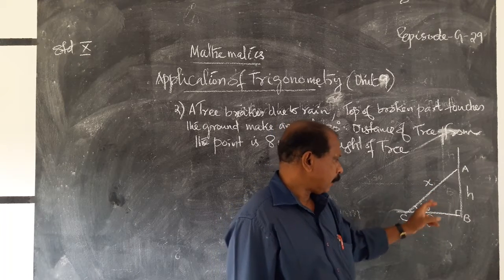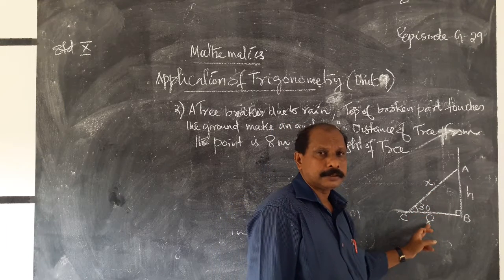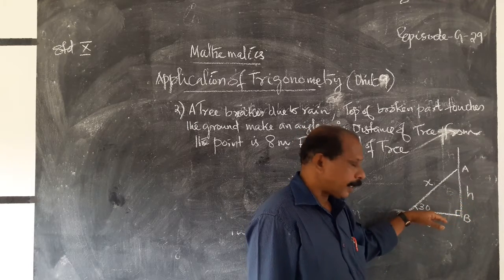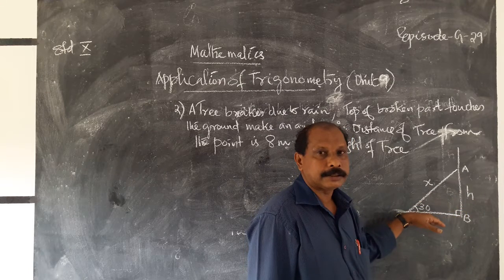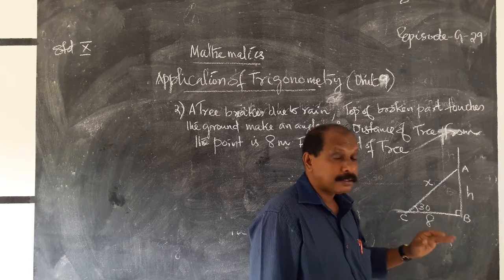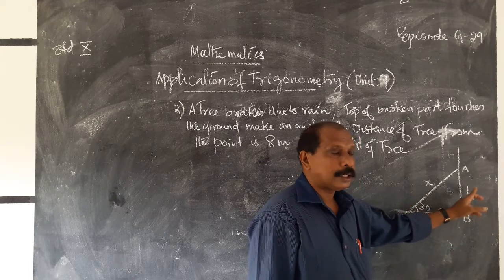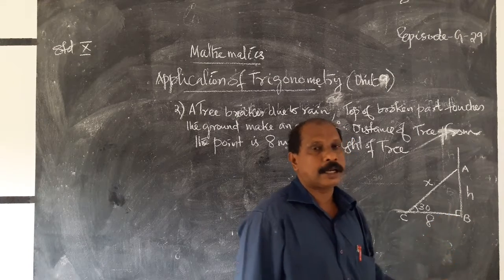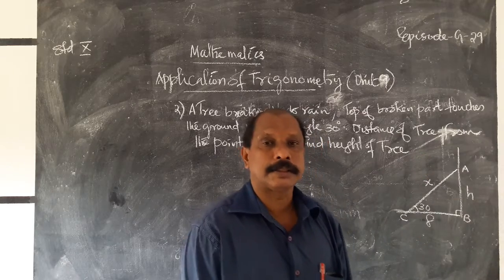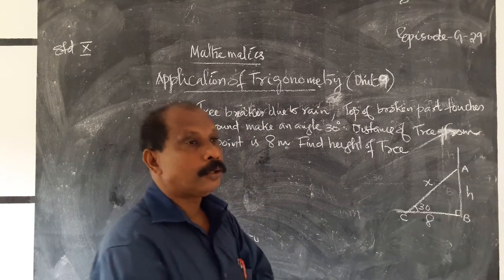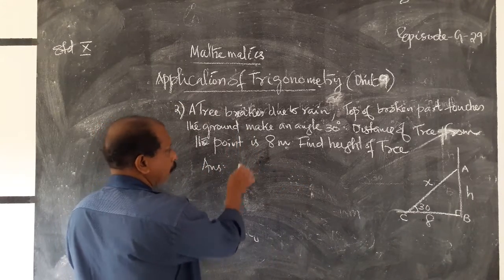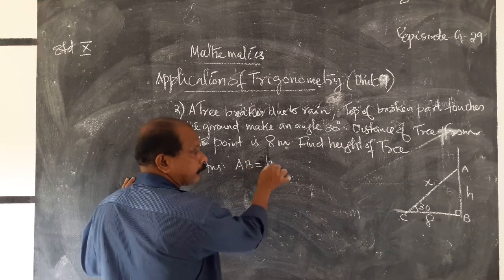And we know that the angle is 30 degrees and the adjacent side is 8. Opposite side is h, adjacent side is 8, hypotenuse is x. Using tan theta, opposite by adjacent, we can find h. Using cos theta, adjacent by hypotenuse, we get x. Then the sum of these two is the total length of the tree. That is the answer. AB is equal to h.